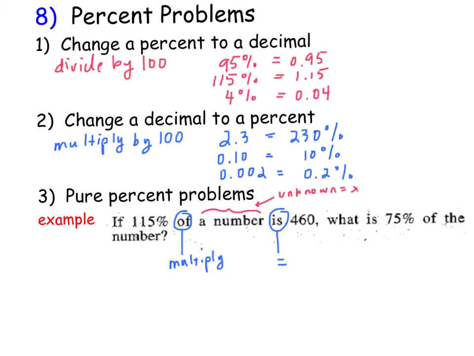Just use your calculator. Take 95 divided by 100, you will get 0.95. If you take 115%, take 115 divided by 100, you get 1.15. 4 divided by 100 gives you 0.04. If I'm going to change a decimal to a percent, go backwards. If I'm looking at a decimal 2.3, what is that as a percent? That's 230%. And again, the trick is multiply by 100.